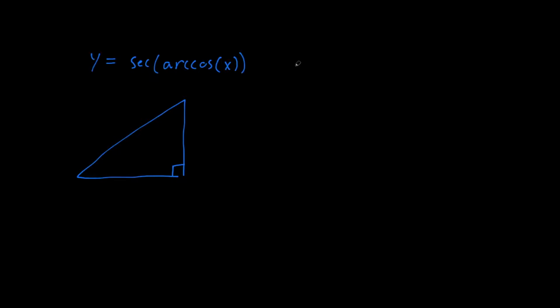First thing to keep in mind is that the arc cosine function is a way of transforming an adjacent side over a hypotenuse of a right triangle into an angle. We'll call that angle theta. And secant is a function which turns a theta into a hypotenuse over adjacent ratio of a right triangle.